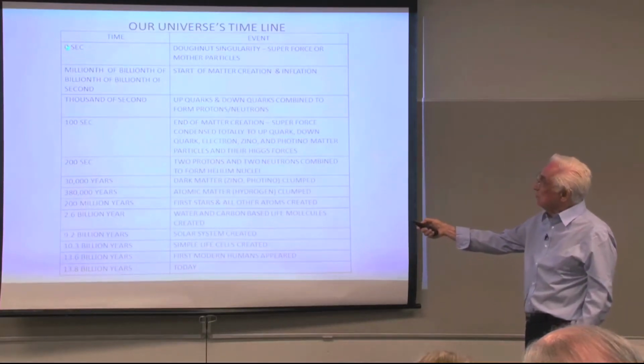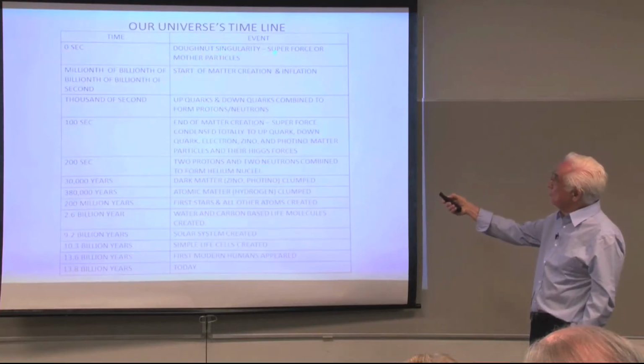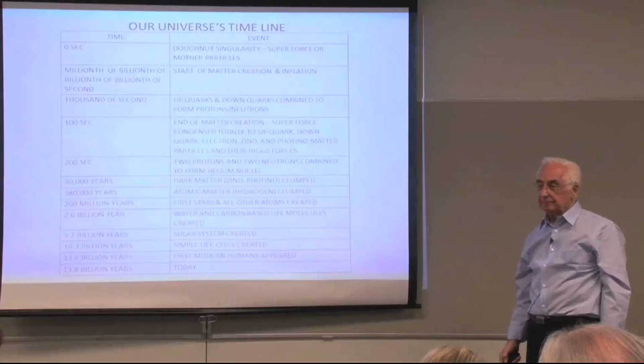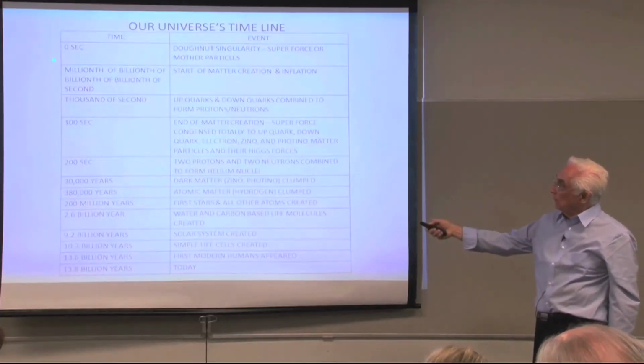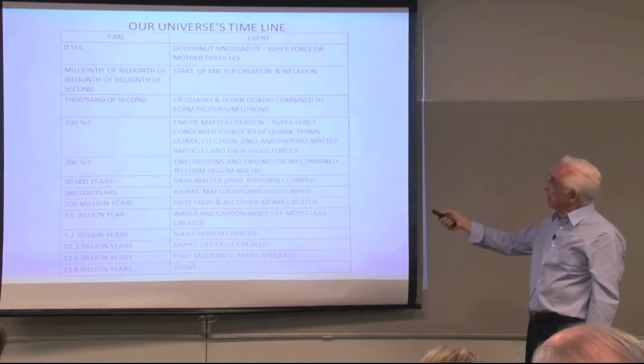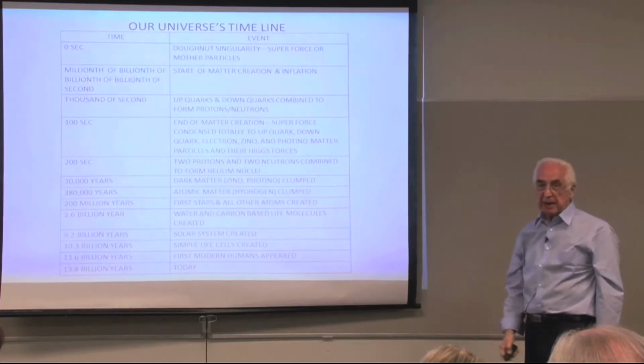At time t equals 0, our universe consisted of superforce or mother particles stacked one atop another in a donut-shaped singularity or point at the center of an infinitely small Planck cube. Within the first millionth of a billionth of a billionth of a billionth of a second, matter creation began.